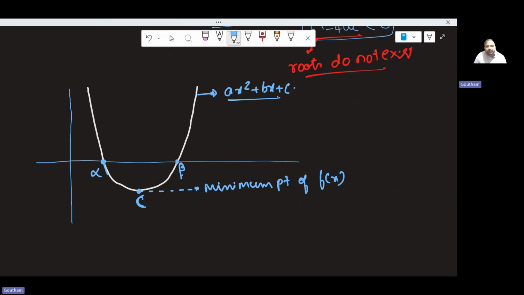Now, if you look at this curve, it is opening upward. There are some curves which are opening downwards also. How we will be able to see it as we go further? Now, take another case, gentlemen. Take another case where we look at this curve here.